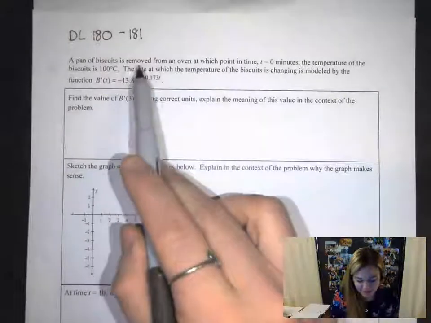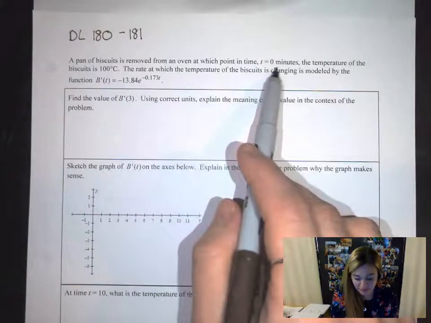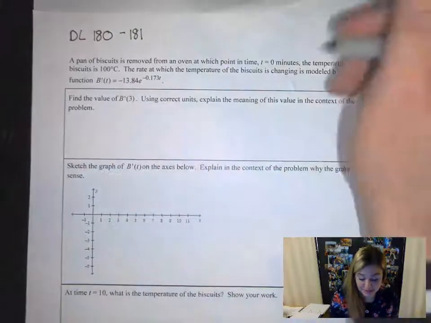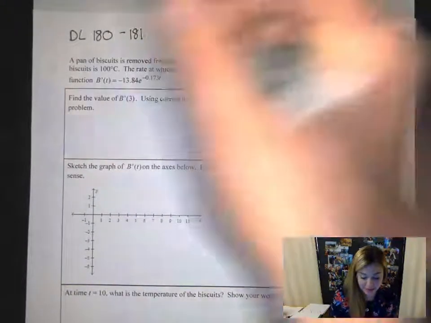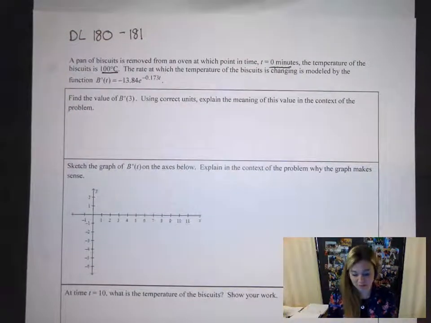A pan of biscuits is removed from an oven, at which point at time t equals 0, the temperature of the biscuits is 100 degrees. So we know at time t equals 0, 100 degrees Celsius. The rate at which the temperature of the biscuits is changing is modeled by this function.